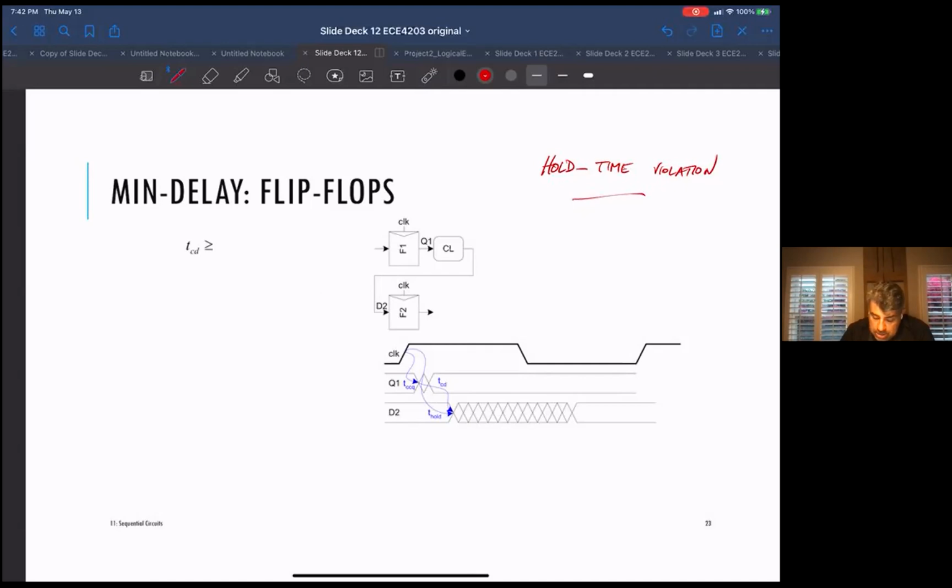Okay, so this is where the contamination delay comes in, because you could have a situation where you have the clock to Q contamination of this guy, plus the contamination delay of this guy. Everything is too fast, and now again it races through. Okay, so basically you have to make sure that the contamination delay of your logic is larger than the hold time minus the flip-flop's clock to Q contamination delay.